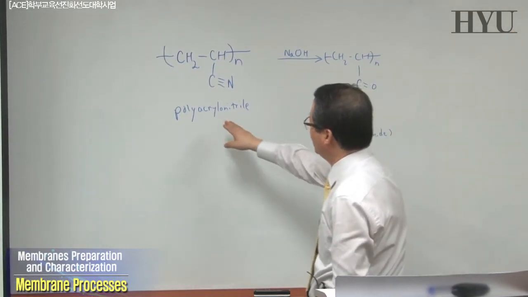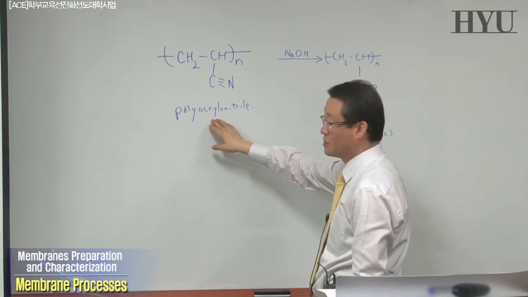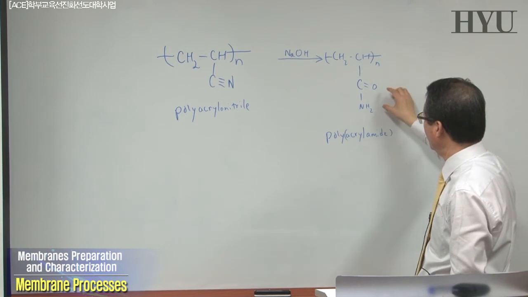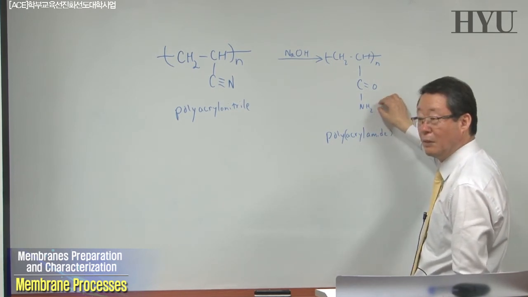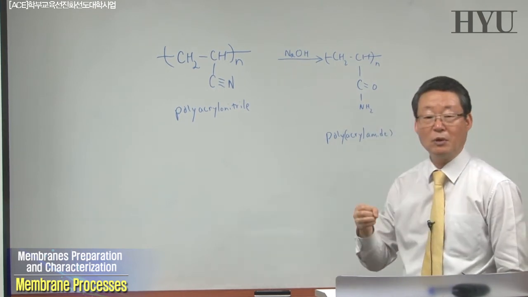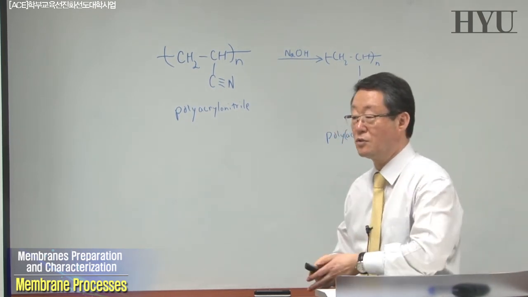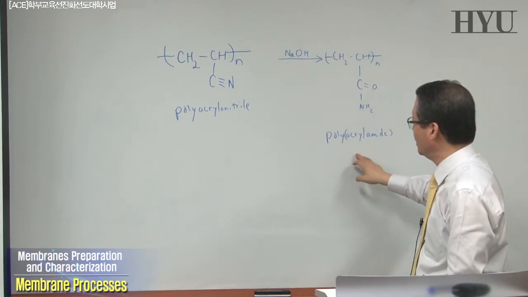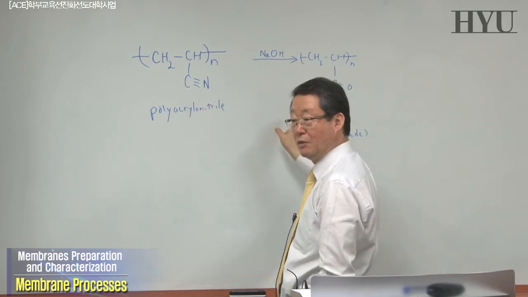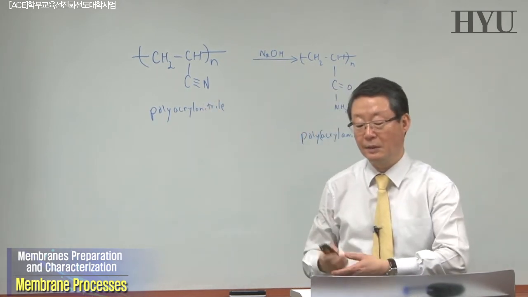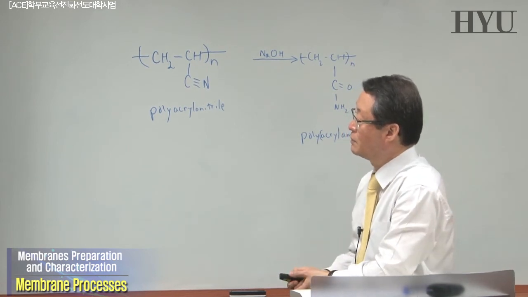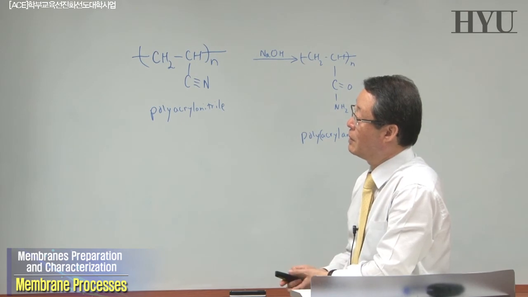Because polyacrylonitrile is relatively more hydrophobic than polyacrylamide, because you have a carbonyl and amine group, so this has much more capability to have hydrogen bonding with water, so it becomes more hydrophilic than polyacrylonitrile. Of course, the crystallinity is different, but you change your chemistry as well as the morphologies. So this is one of the examples, and you can make dynamic membranes in this way.